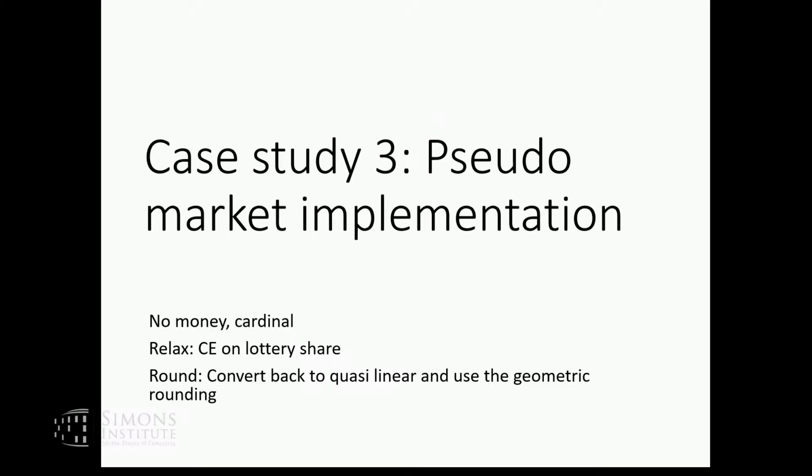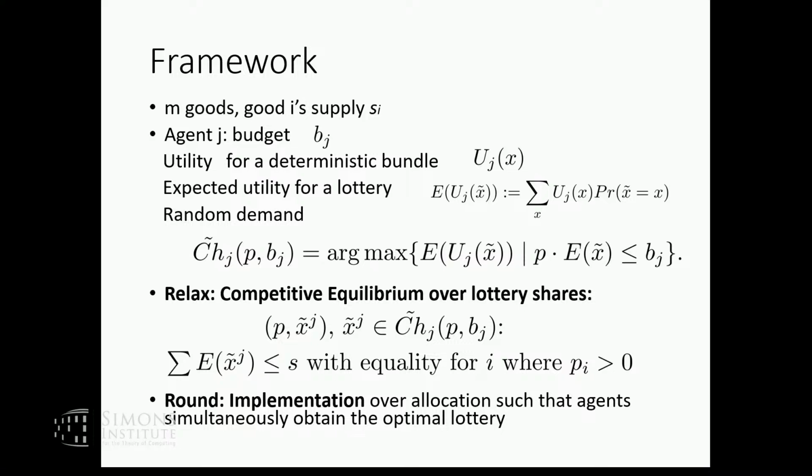Case number 2, pseudo-market implementations. So here we have a different environment where we have no money, like the previous case. The utilities are cardinal, and agents can consume lotteries, and they're going to take the expectation of that lottery. Again, I have m goods, each agent has a budget now, and the utility for a bundle is u_j(x), and for a lottery x tilde, it's just the expectation of that lottery.